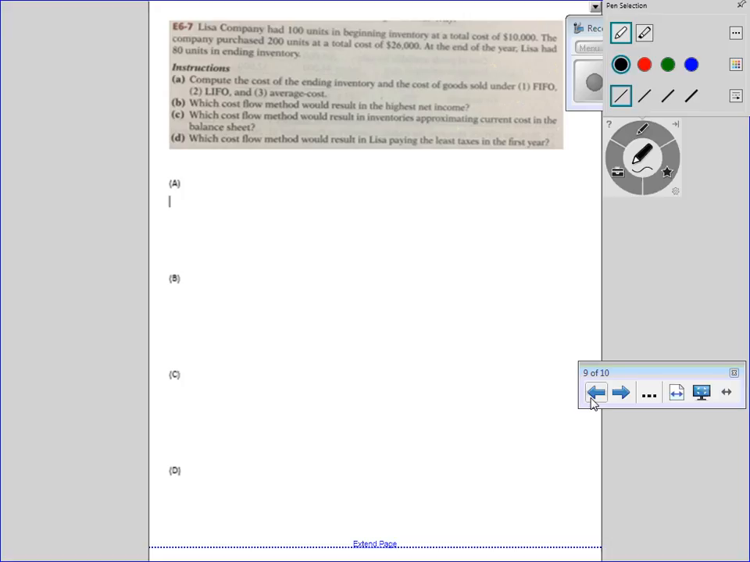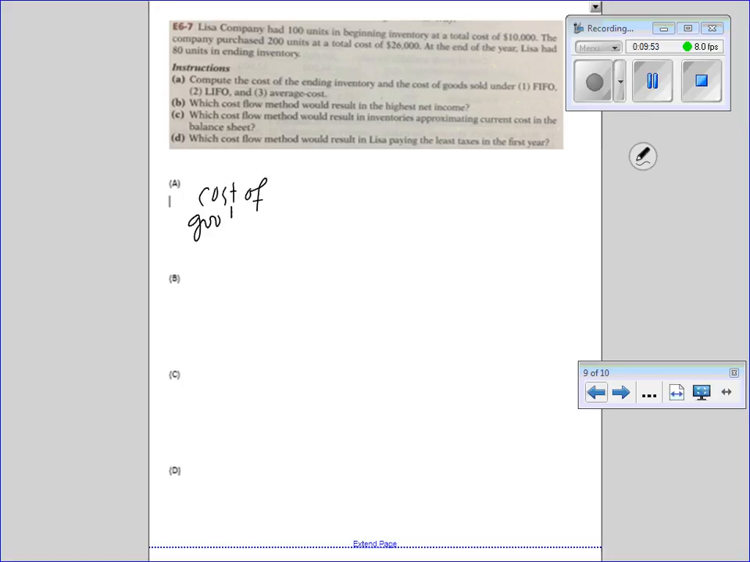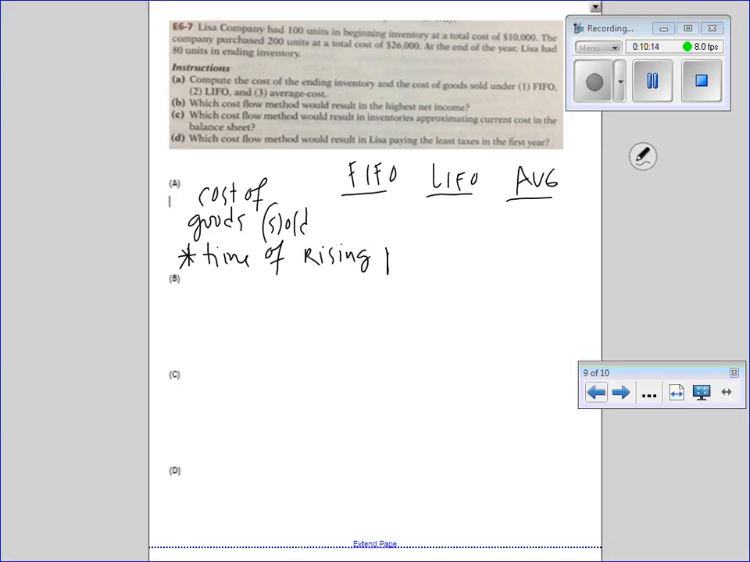Oh, first we have to do this. Cost of goods sold, remembering that it was a time of rising prices. Plug in the numbers that you had previously.